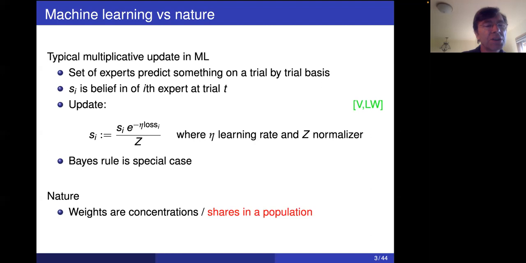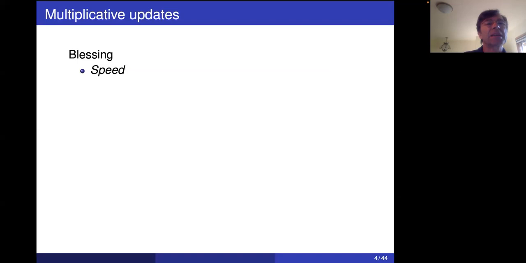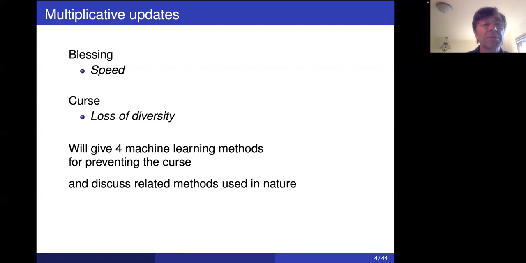Okay, in nature, weights are concentrations or shares in a population. You could say shares of a virus. The blessing of the multiplicative update is the speed. Why? Because you have these factors, and if you multiply by multiple factors, you get exponential behavior. But there's a curse for the multiplicative update. You lose variety. In some sense, it's too good, it updates too fast. And that has to be ameliorated. We'll see in a moment. We'll give four machine learning methods for preventing the curse, ameliorating the curse, and discuss related measures used in nature.